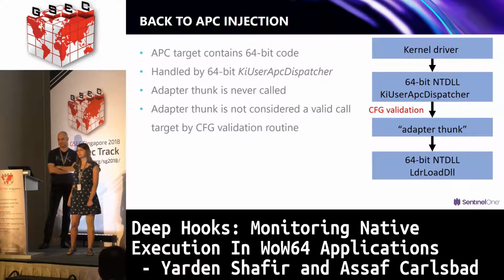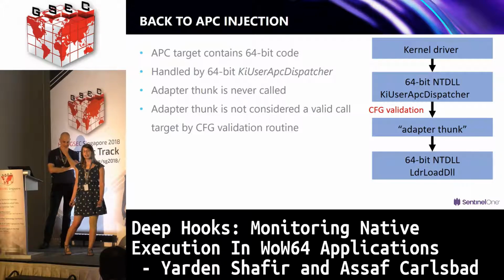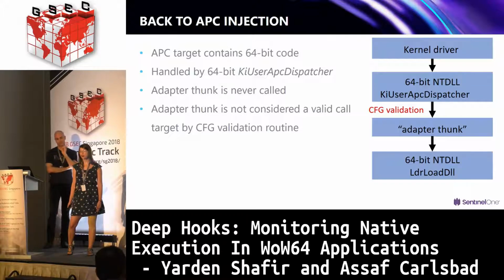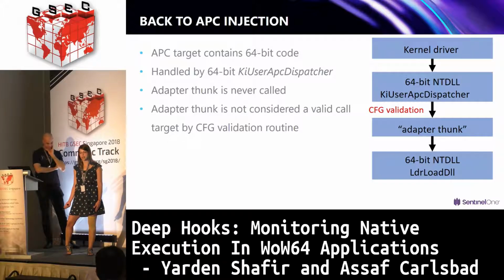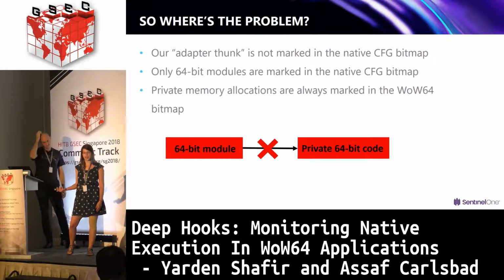Now, how does this all relate to our crashes? Well, let's rewind a bit. We took another look at our crash dumps and saw that we managed to queue our APCs to WoW64 processes and actually got to KiUserApcDispatcher, which is the function in NTDLL that should dispatch our APC and call our adapter thunk. But instead of calling our adapter thunk, this function first called the validation routine, since APC dispatching uses indirect calls, and the validation routine never returned. Instead, it crashed our processes. But why did that happen?